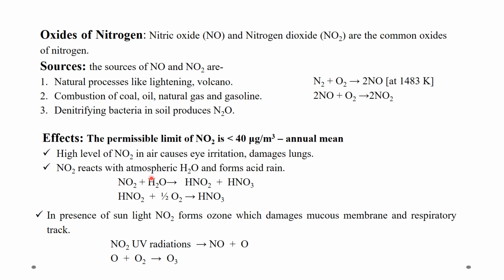NO2 reacts with atmospheric water and forms acid rain. NO2 reacts with water giving HNO2. This HNO2 reacts with oxygen giving HNO3. So this forms acid rain.